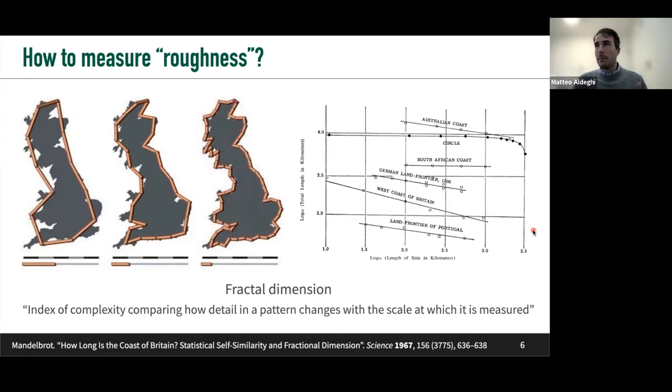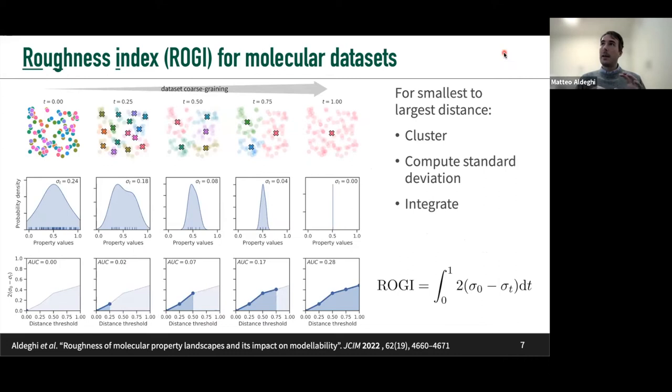And hopefully it will correlate with machine learning model error. So the way we did this: if you think about measuring the length of the coastline, there we effectively coarse grained our measuring stick. And here we coarse grain the data set. If we look at the first row here, every point is a molecule. We can imagine it's a molecule.